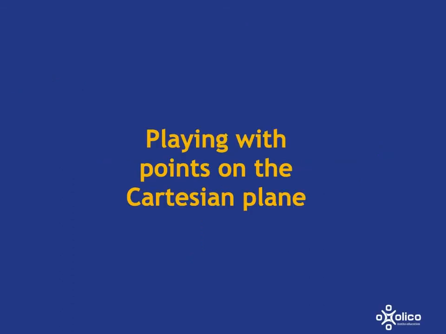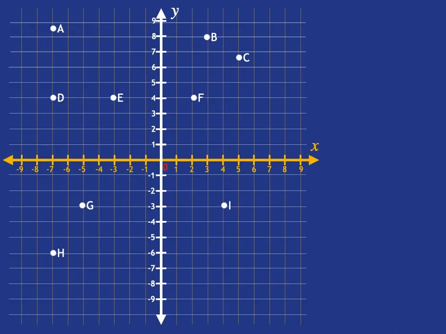Let's play with points on the Cartesian plane. Here I have my Cartesian plane with a whole lot of points plotted on it. First, let's identify which point has the coordinates 4, -3. Remember, the first one is the x, which tells you how far left or right you've gone. So in this case, you've got 4 steps to the right. And then your y is -3, which means you've gone 3 steps down. And so the point that has the coordinates 4, -3 is I.